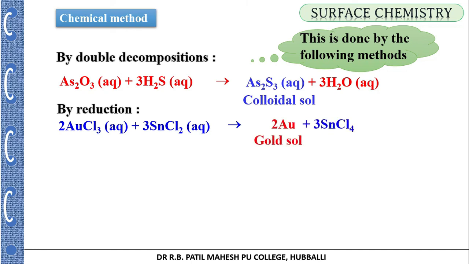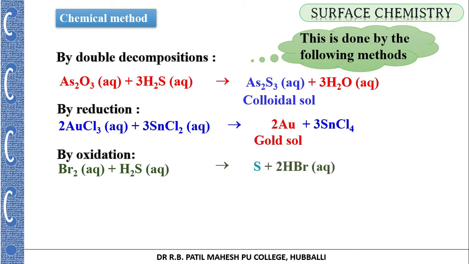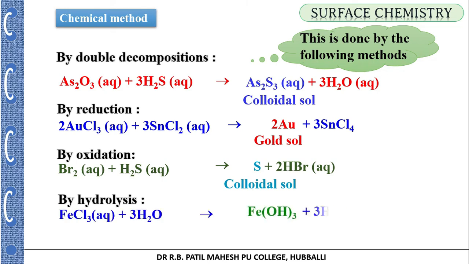The third method is by oxidation, by using a suitable oxidizing agent. Here sulfur sol is prepared by this oxidation method. Oxidation means addition of oxygen or removal of hydrogen. Here hydrogen reacts with bromine to form hydrogen bromide, thereby forming sulfur colloidal sol. The last one is by the hydrolysis method. In the hydrolysis method, especially metal chlorides are converted to colloidal sol. Ferric chloride on hydrolysis forms ferric hydroxide as colloidal sol. Thank you, students.